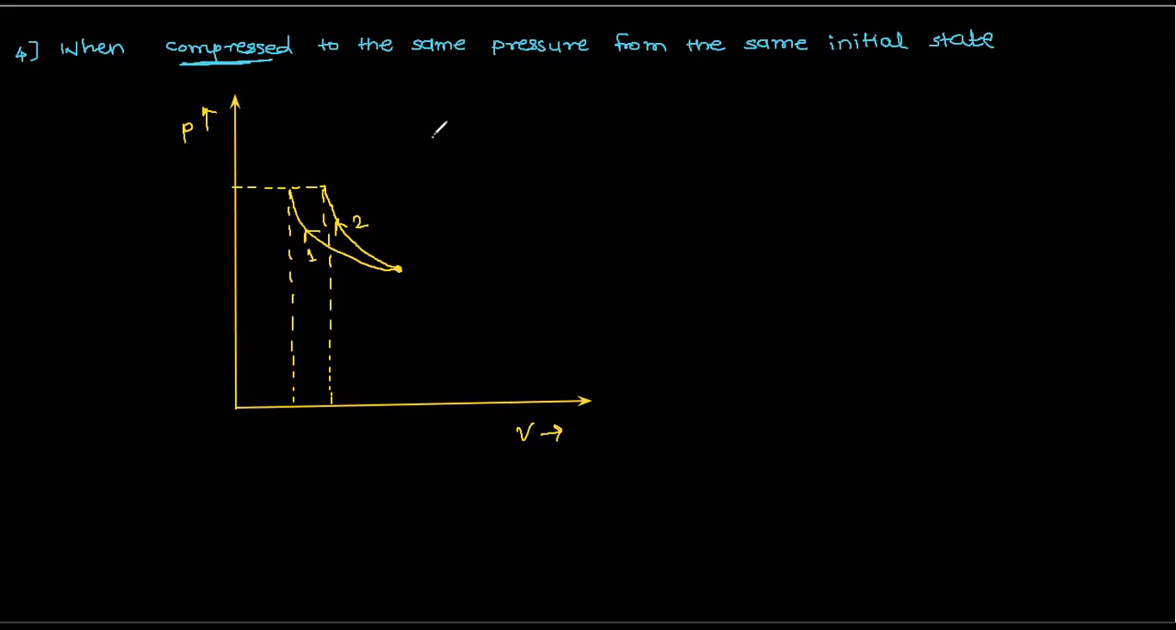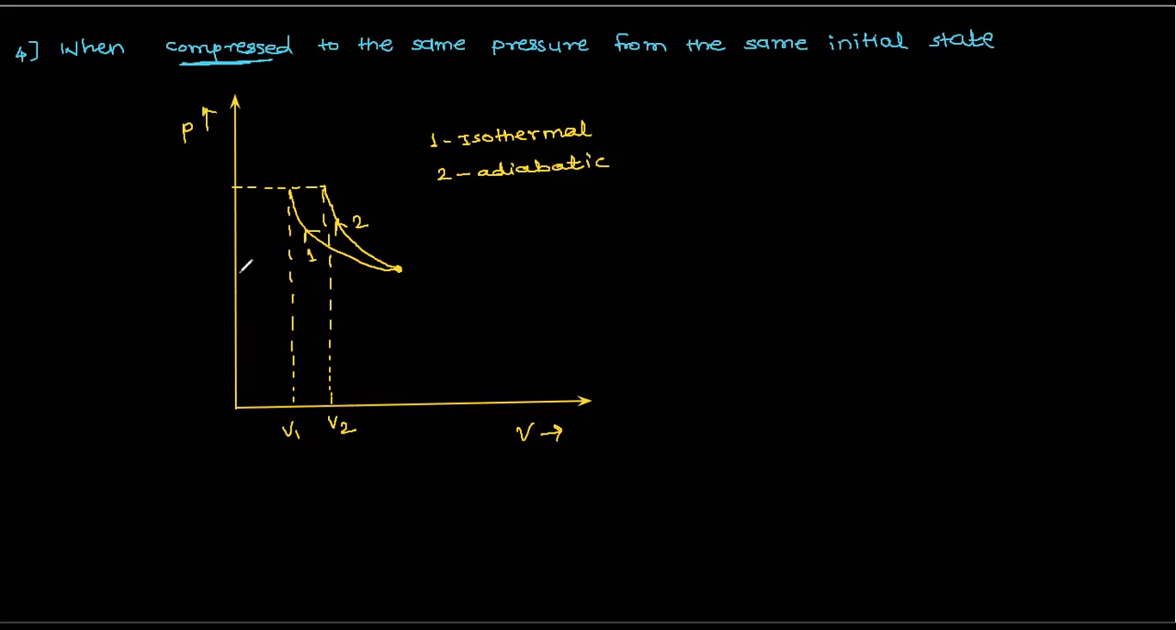So here, curve number one is for the isothermal process. Which process is this? Isothermal. And curve number two is for the adiabatic process. Got it? So here, which one will be V1 and which one will be V2? This one will be V2. This one will be V1. You can see on this graph.